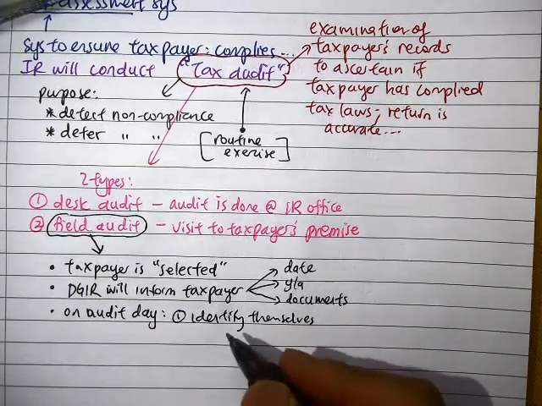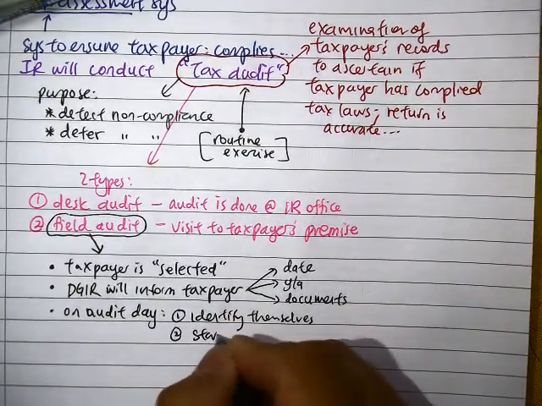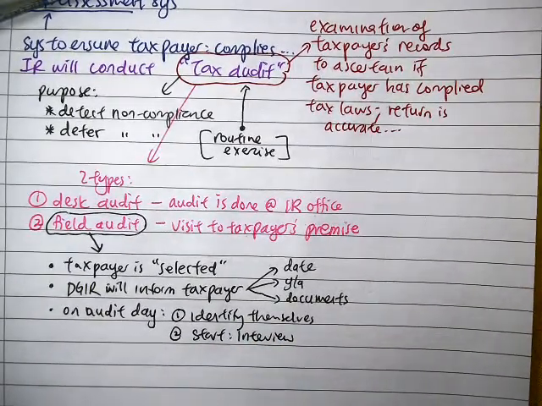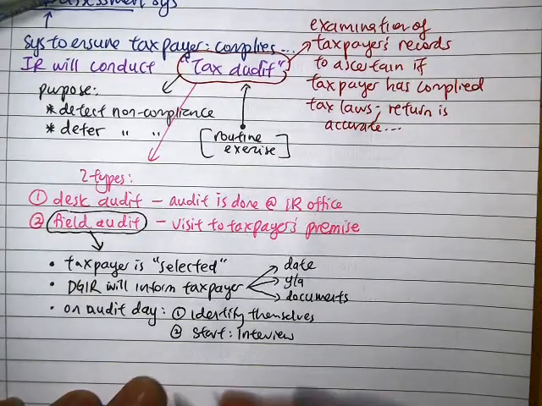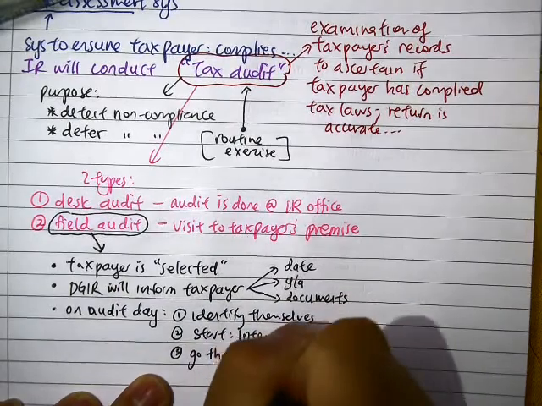But he will tell you that he's coming for audit. Usually we will start with an interview to understand more about your business, your system, everything. So you start with an interview. Then he will go through all the records that he wants. Now, he will go through your documents.